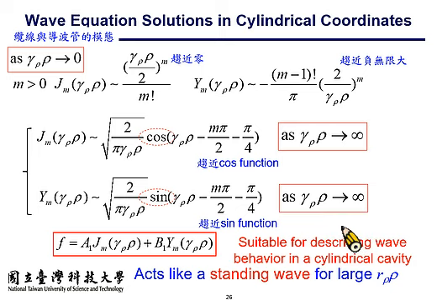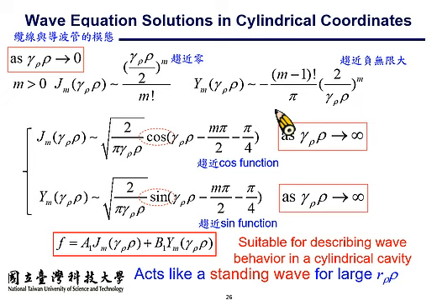Okay, so here is the summary of the Bessel function of the first kind and the second kind. For m greater than 0, I mean the first order, second order, and third order, when rho approaches 0, the Bessel function of the first kind approaches 0 as well. The Bessel function of the second kind approaches minus infinity. Okay, you can substitute these two equations for them.